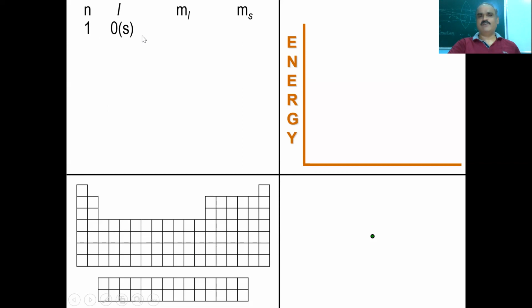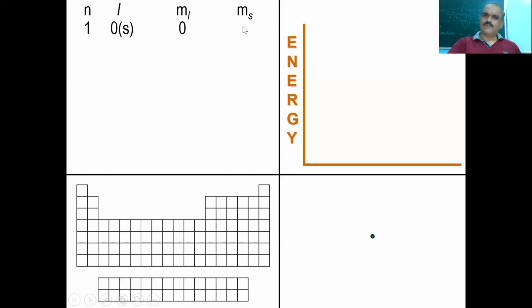And if l is 0, the value of m will be also 0. Because you know, value of m is minus l through 0 up to plus l. And 0 is 0. 0 can't be negative or positive. So value of m is 0. Value of m 0 means there is one value of m. There is one orientation of electron.